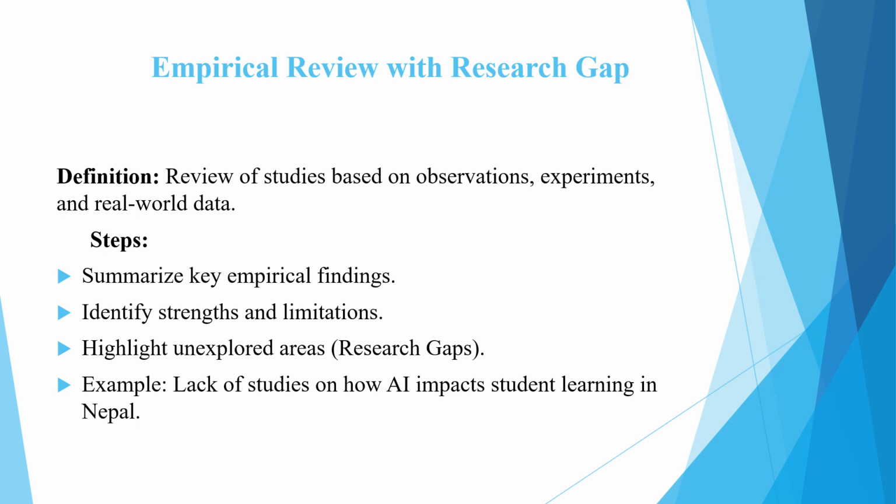Here are some steps: summarize the key empirical findings, then identify the strengths and limitations, and highlight the unexplored area, the research gap. Example: lack of studies on how AI impacts student learning in Nepal. This is the example of a lack of studies on how AI affects learning. We can do an experiment or a survey there, from where we can get the data, analyze the result, and conclude.